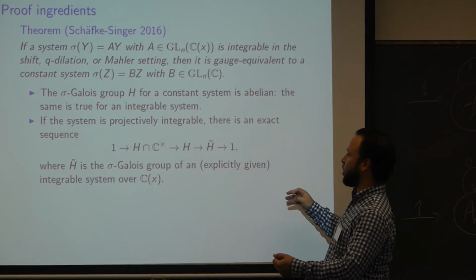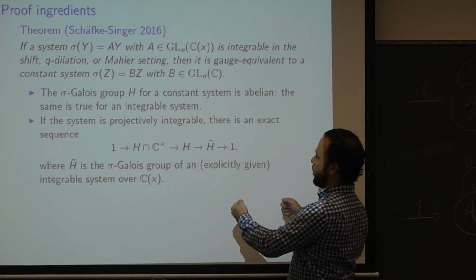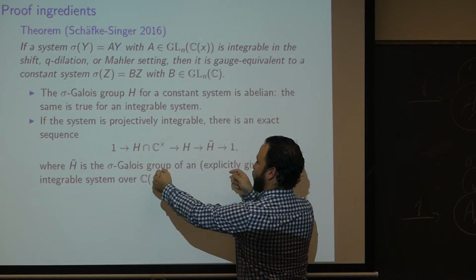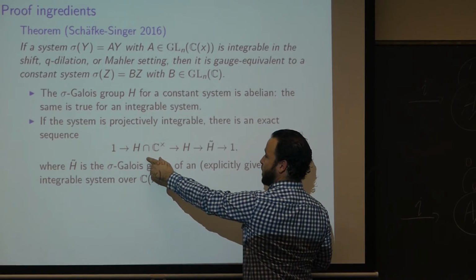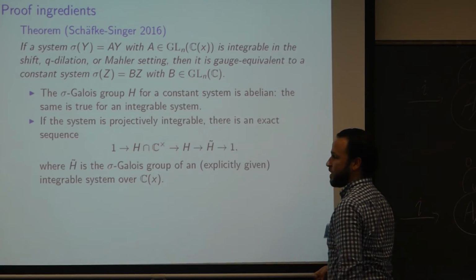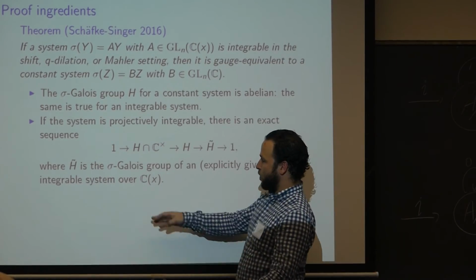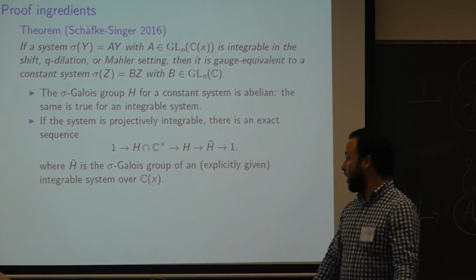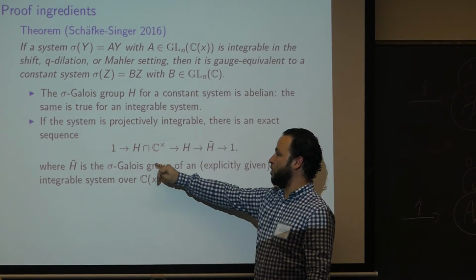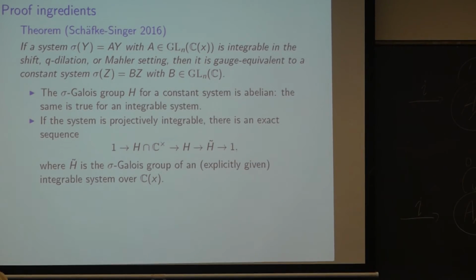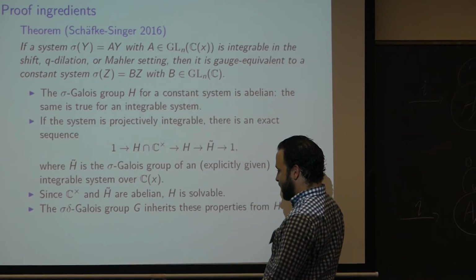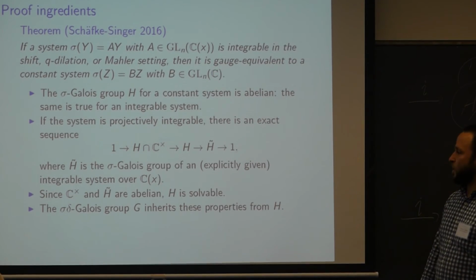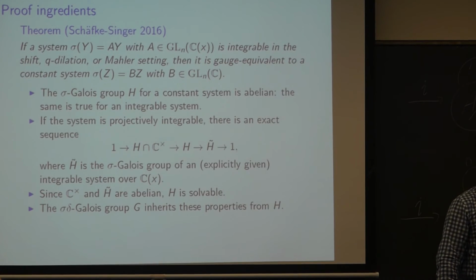So if it's projectively integrable, you can trap the group that you care about between this abelian group, because it's a subgroup of the diagonal matrices, and this H tilde, which is the Galois group for an integrable system over C of X that you can even write down explicitly. This one is abelian, this one's abelian, and so H is abelian. Now the Galois group is a Zariski dense subgroup of H, so it's going to inherit either of these properties when they hold.